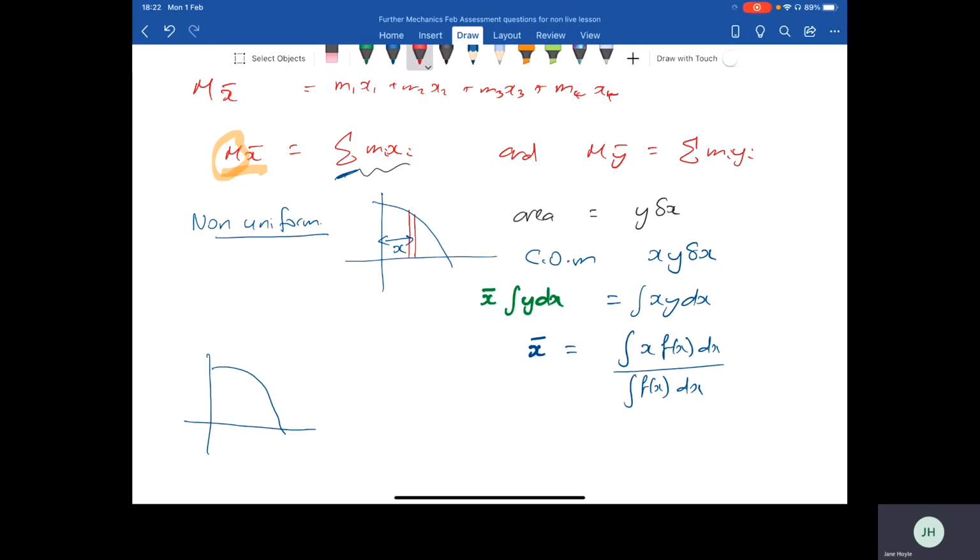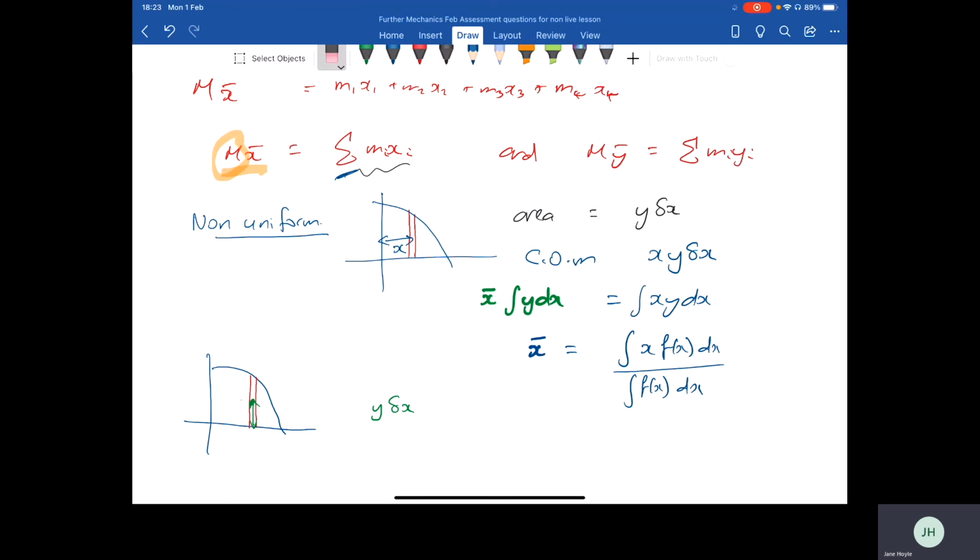It's a little bit more awkward. This time we want to be considering that point there, but its distance to the y-axis. So the area of that strip would be a half y delta x. The area of the strip would be y delta x.